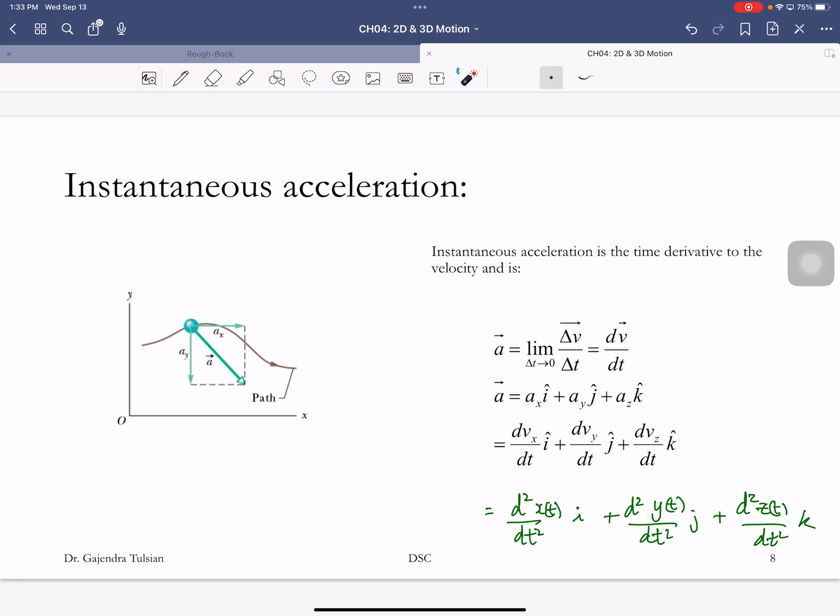All right, so that's three-dimensional motion, and then we'll study some specialized two-dimensional motions. That's what this chapter is about. You guys understand? All right.